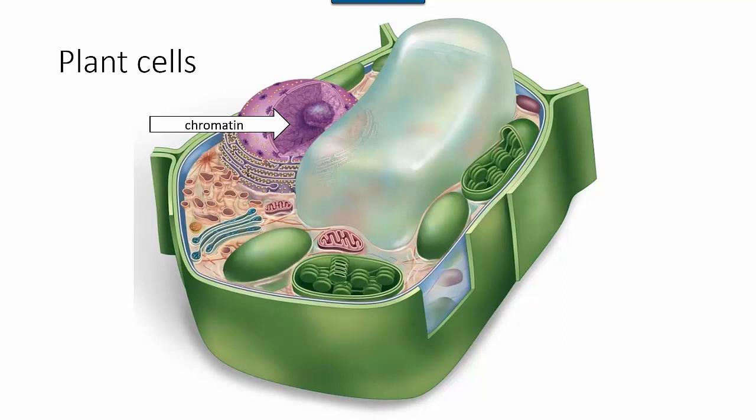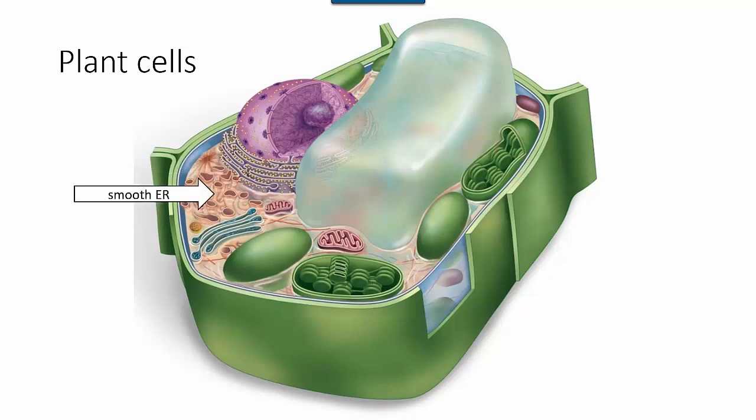Just outside of the nucleus and continuous with the nuclear envelope is a system of membranes called the rough endoplasmic reticulum, also known as the rough ER. The ribosomes embedded in its surface are what give it the rough appearance. They're also responsible for its primary function, synthesizing proteins.